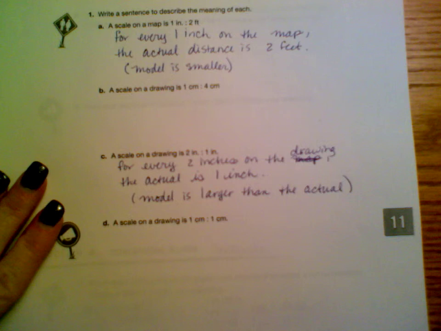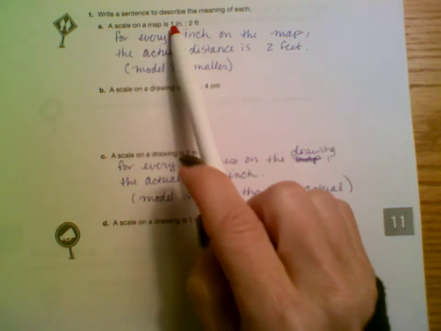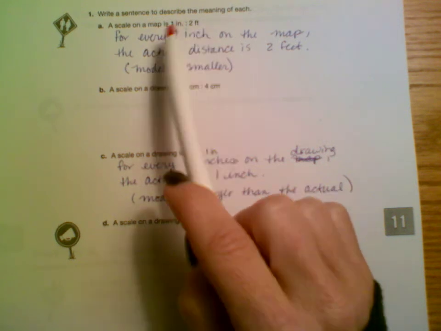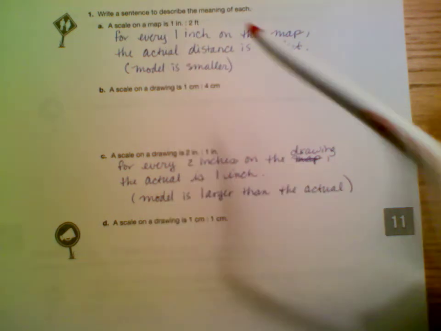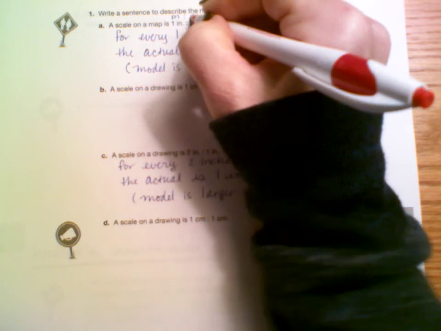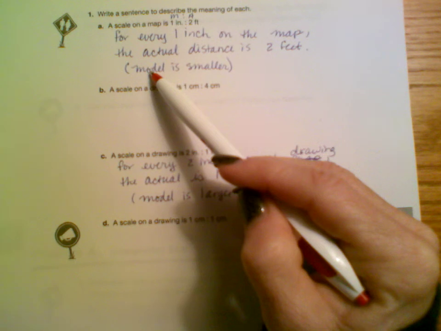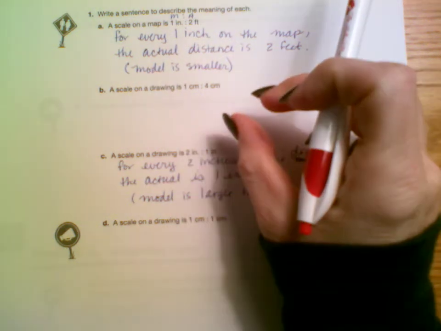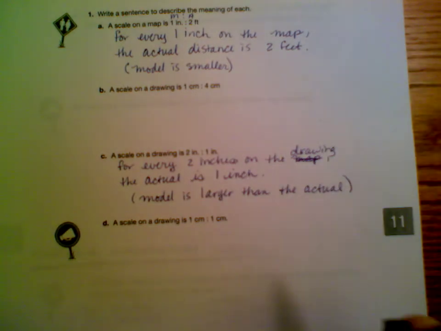So we're going to write a sentence to describe the meaning of each, and I'm just going to take A and C. So if our map has a scale of 1 inch to 2 feet, that means for every 1 inch on the map, because remember it's model to actual, so I might put M and A, the actual distance would be 2 feet. So again, this is telling me my model is going to be smaller. 1 inch on a map stands for 2 feet, which is a much bigger measurement.